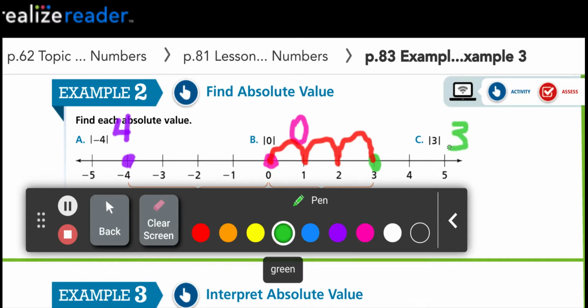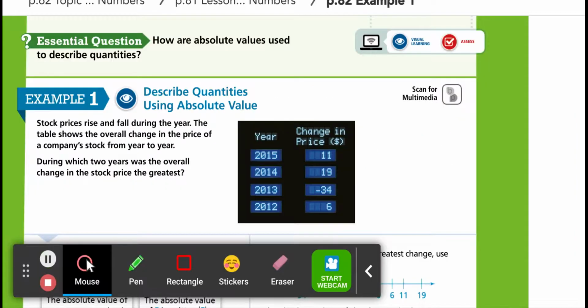So the key when we are finding the absolute value is to remember that absolute value is always what? Absolute value is always positive. When we talk about distance, distance is always a positive unit. I want us to look at one word problem here, and then tomorrow's video is going to be more word problems and looking at these absolute values to describe quantities.